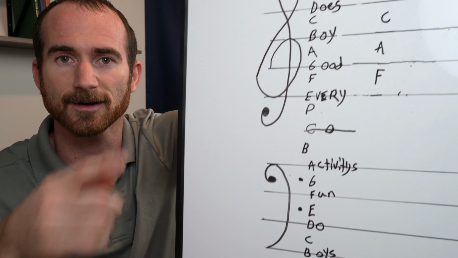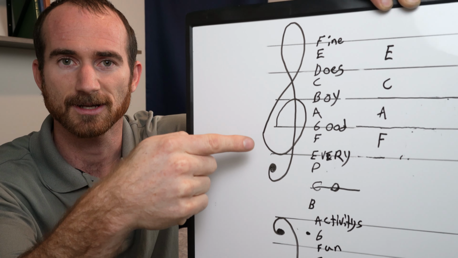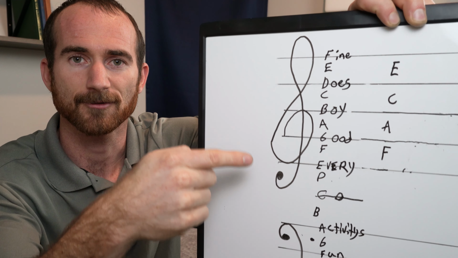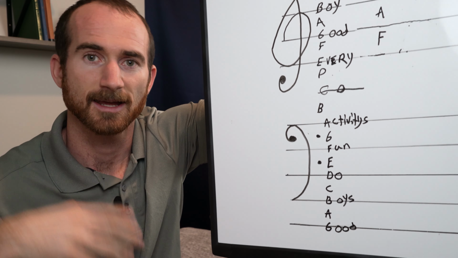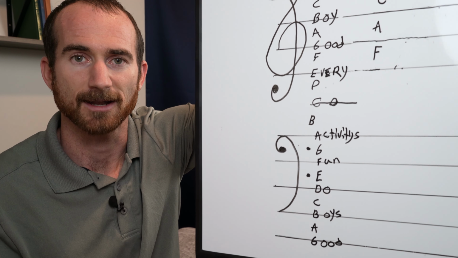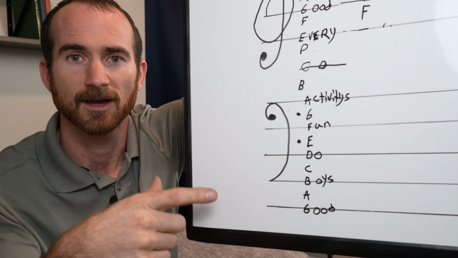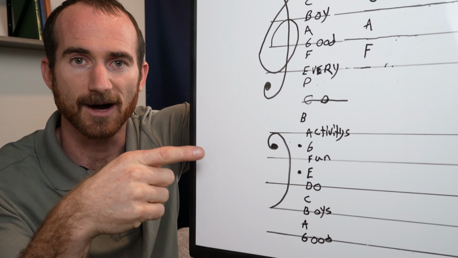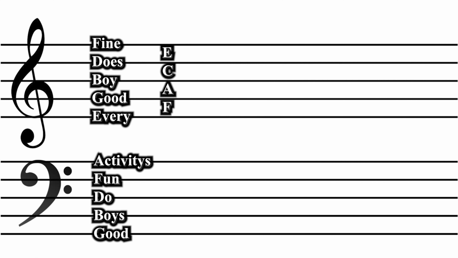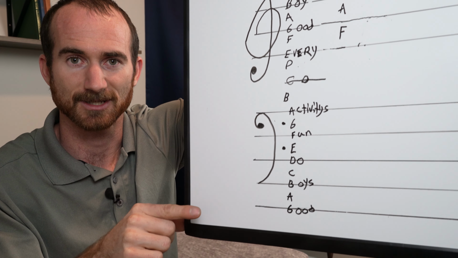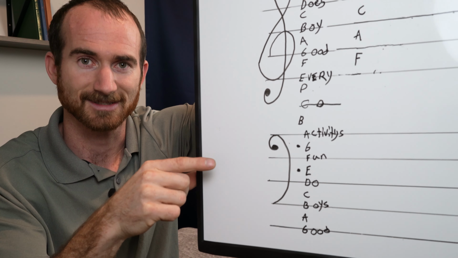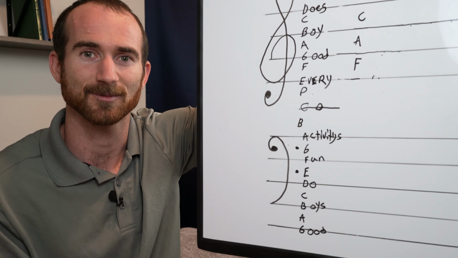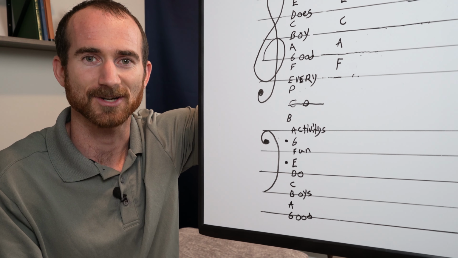So just as we learned that on the treble clef, you can just memorize the words, every good boy does fine. Down here, you just continue that phrase, but switch it up a little bit and say, good boys do fun activities. And so if you memorize that phrase, you can remember that your first line is going to be a G, next line is going to be a B, next line a D, next line an F, and then the last line would be an A. And it's just that simple trick.